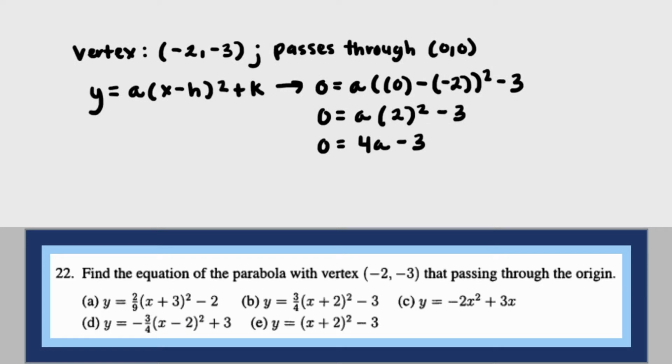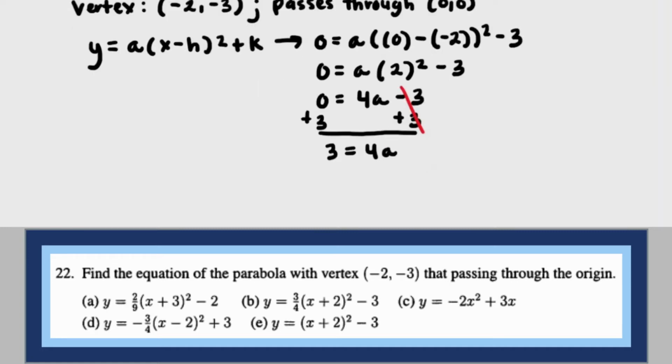The next thing I can do is add 3 on both sides to solve for a. The 3 on the right will cancel out, and we'll be left with 3 equal to 4 times a. So the last thing we need to do to solve for a is just divide by 4 on both sides. The 4's will cancel out here, and basically we'll be left with a equal to 3/4.